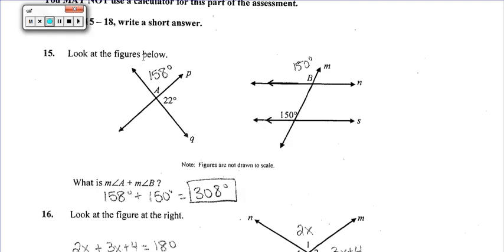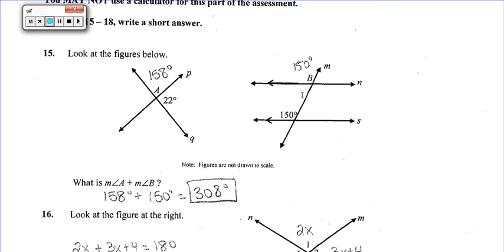Okay, so here's number 15. So we have these two figures. We know that this angle here is 22 degrees, which would make this angle 158 degrees. Notice that the figures are not drawn to scale. That looks like it could be even an obtuse angle, but it's labeled as 22 degrees.